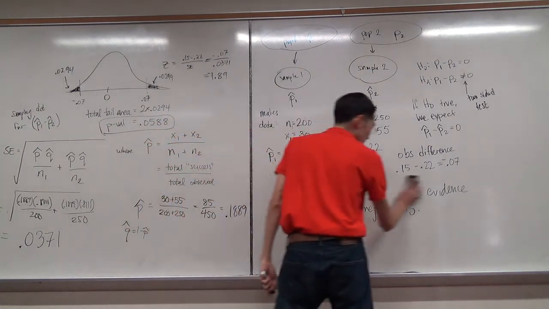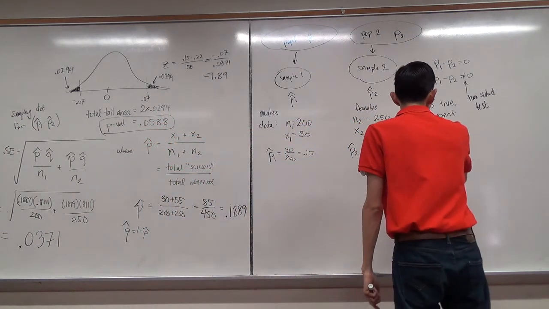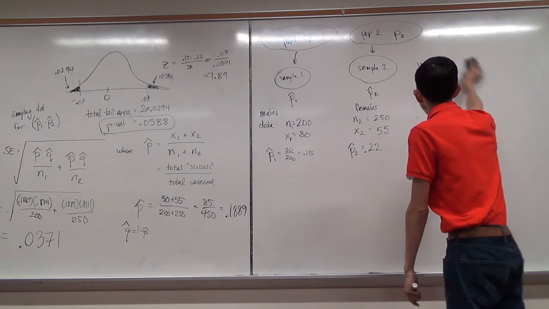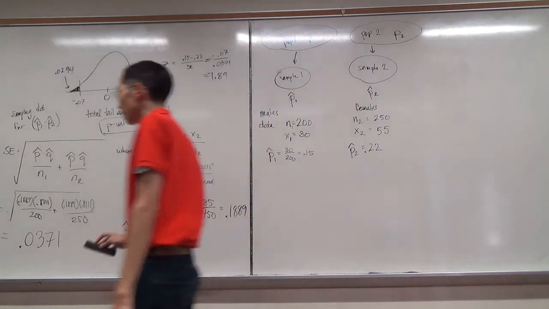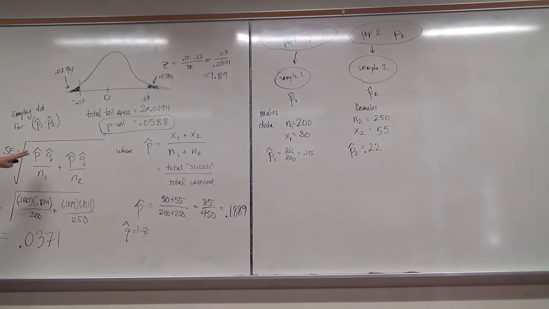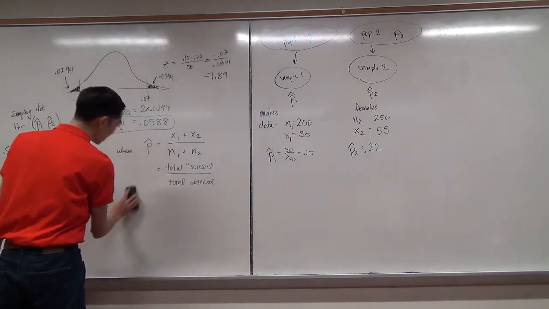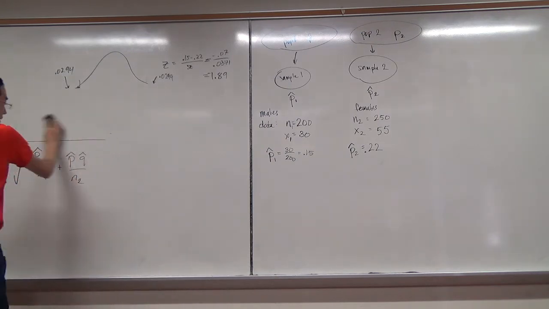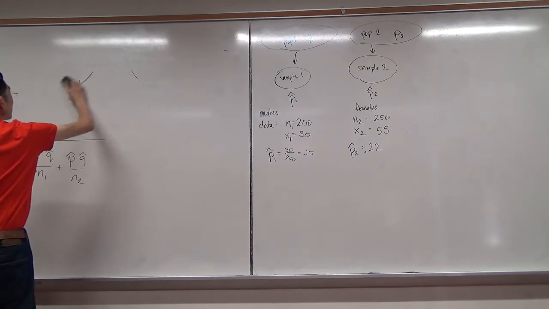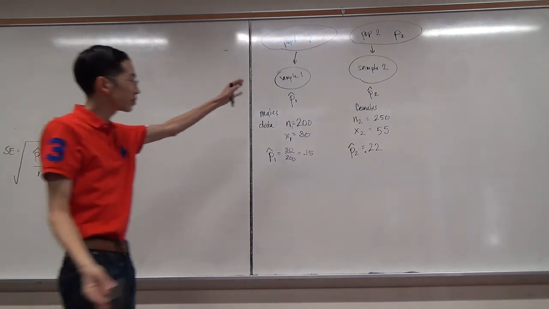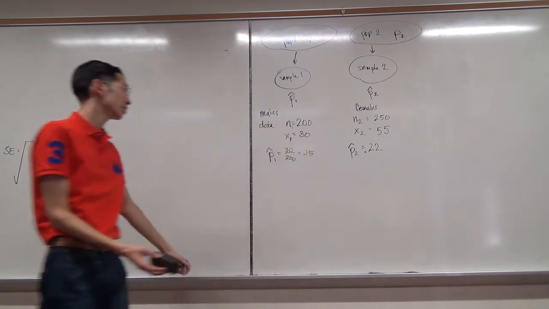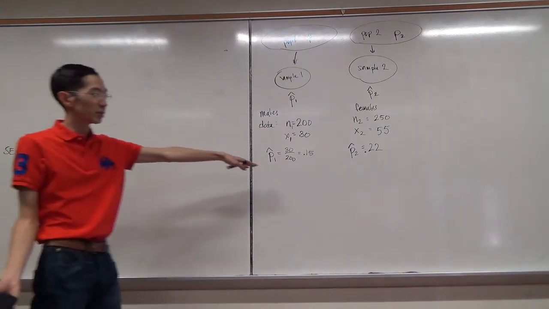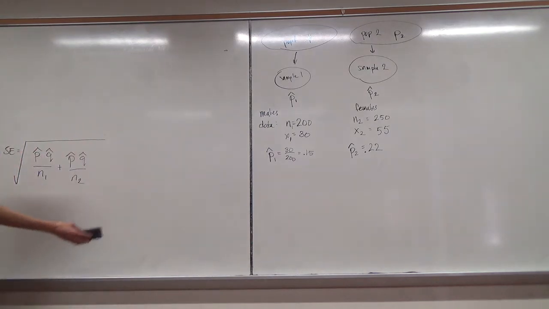Okay, so that was a hypothesis test. Let's say we decide to create a confidence interval. A confidence interval is similar, except the way we do our standard error is different. A lot of times it doesn't make a huge difference, but sometimes it does. So let's say we're using the same data here. We took a sample of males and a sample of females, and we asked, do you have blonde hair? This is the data that we pulled up. So we still have P1 hat and P2 hat.